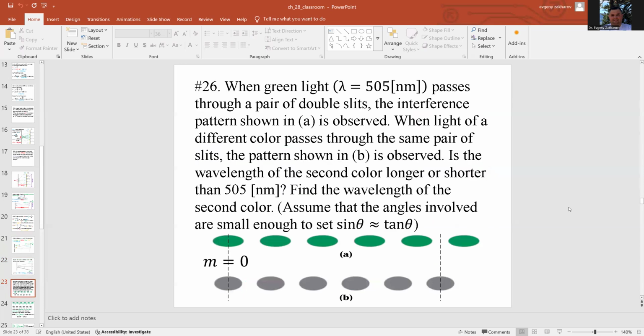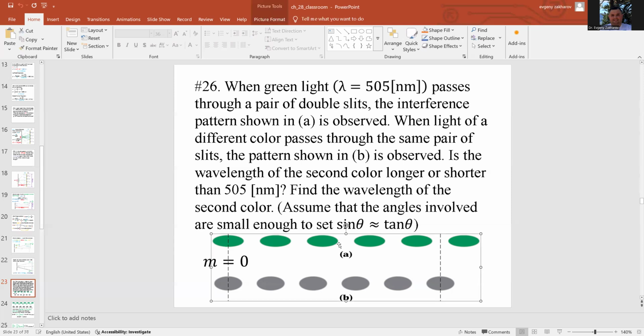Okay, this one is another cool problem. We got green light passing through a pair of double slits, and you have the interference pattern shown. Now the question is, what is the wavelength of the second color? Is it longer or shorter than 505? And what's the wavelength of the second color?